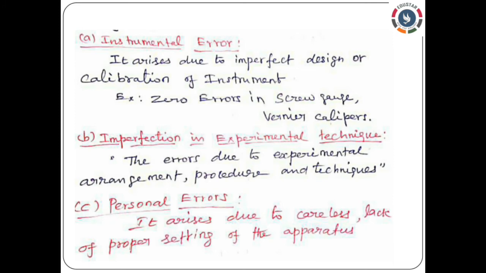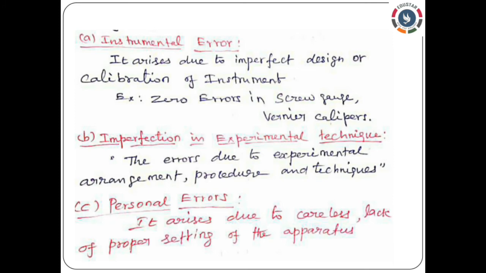The second one is called imperfection in experimental technique or procedure. Here the errors are due to the experimental arrangement, the procedure and techniques, and are called imperfections. For example, to determine the temperature of a human body, a thermometer placed under the armpit will always give a temperature lower than the actual temperature of the body. So this is also called an imperfection. This is the lack of experimental technique.